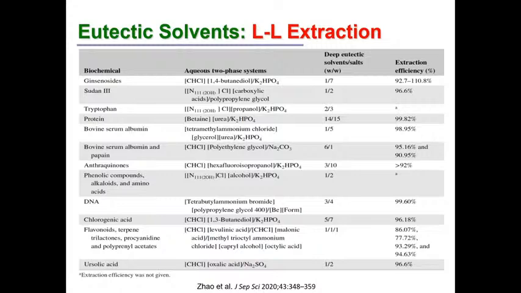You can use the aqueous two phases here in the liquid extraction. Some examples using choline chloride, butanediol with phosphate salt, or here with another way to describe choline chloride, with carboxylic acids and polypropylene glycol, or with propanol in phosphate, and so on. The various options here to extract metabolites using ATPS.